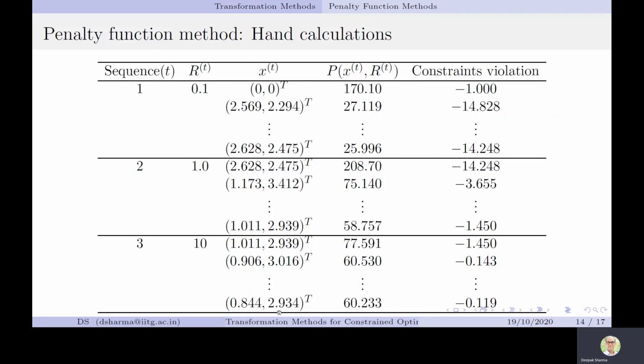Finally, we get a new point, as you can see at the bottom of the table, and the penalized function value right now is 60.233. And you can see the constraint violation is -0.119, meaning we are even closer to the constraint boundary, or you can say we are closer to the feasible region.